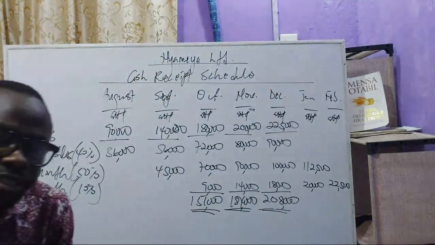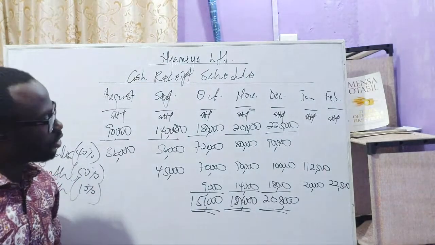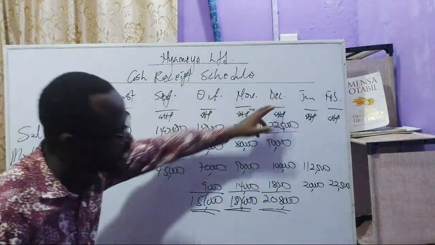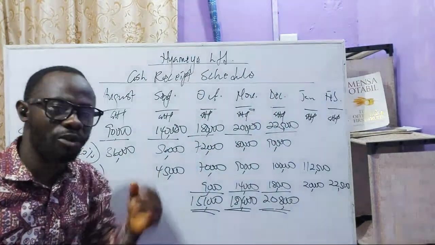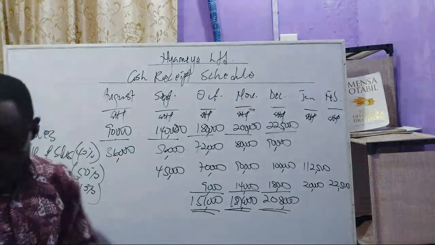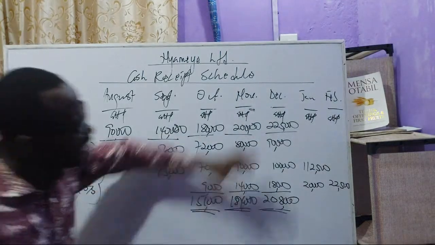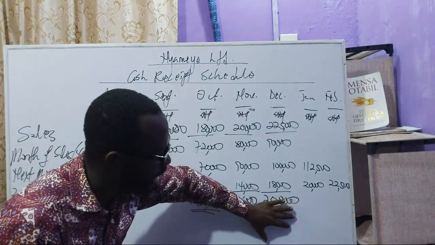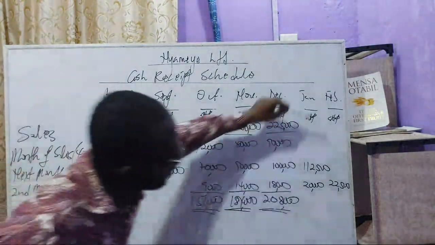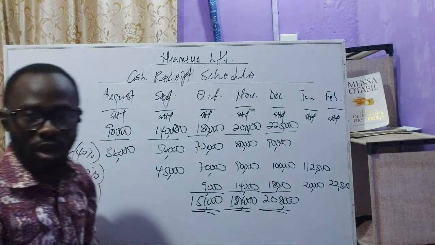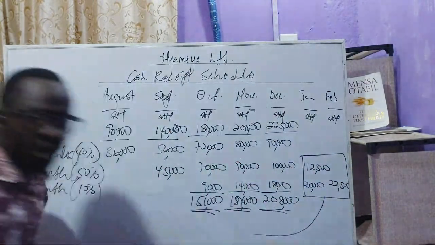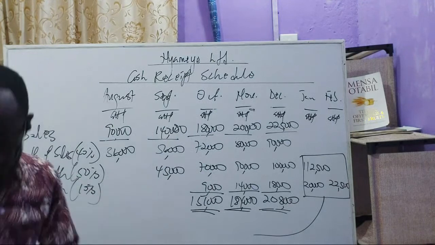But remember, this question is in twofold. We are supposed to do the cash receipt schedule for October through to December, as well as the receivable as at 31st December of the year. So as at 31st December, how much will be outstanding? How much will be outstanding is the money receivable in January and February. So we add these three figures up, and that will become the receivables for the year ended.